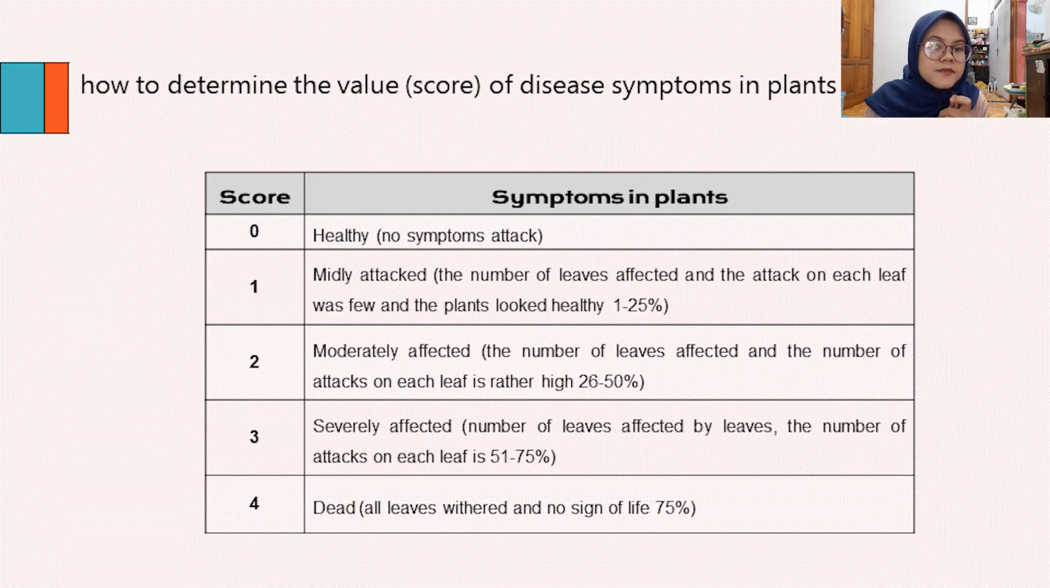If the plant is severely affected, the number of leaves affected and the number of attacks on each leaf is 51 until 75%, the score is 3. And if the plant is dead, all leaf withered and no sign of life, 75%, the score is 4.